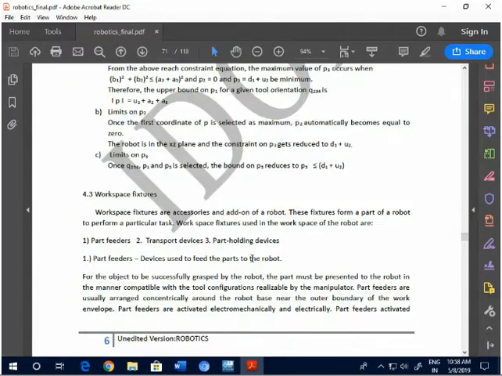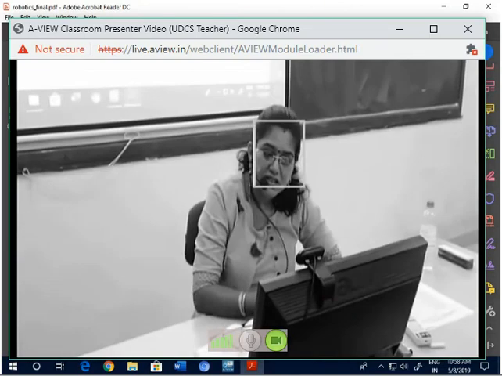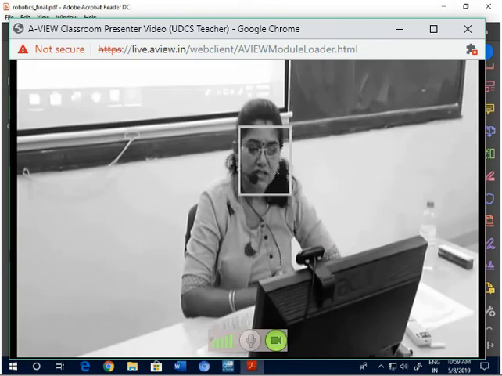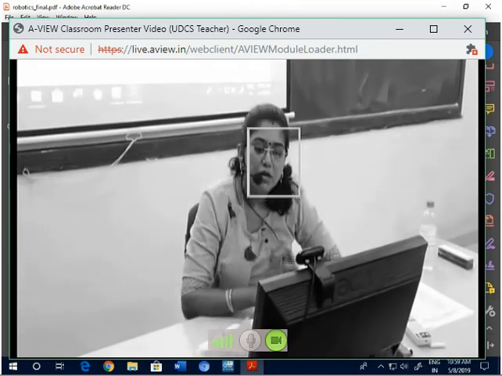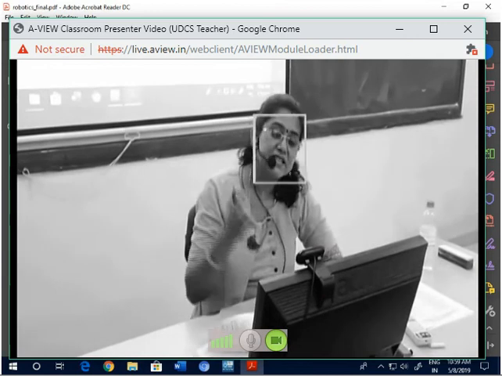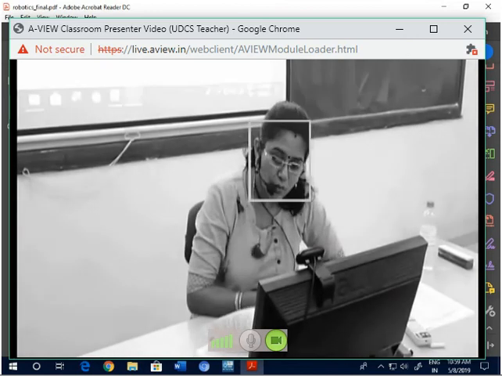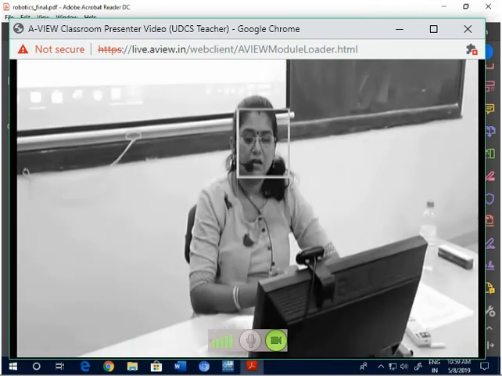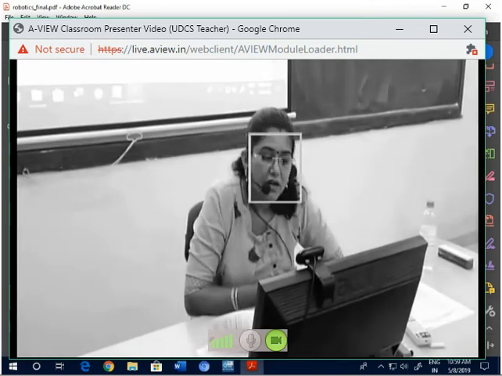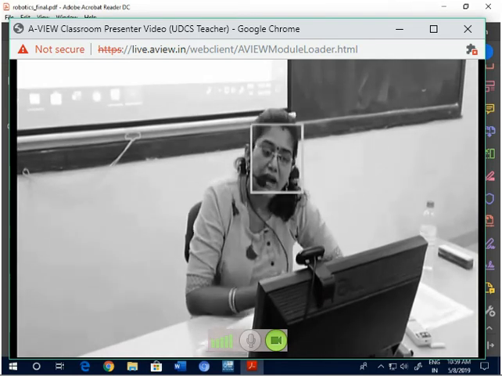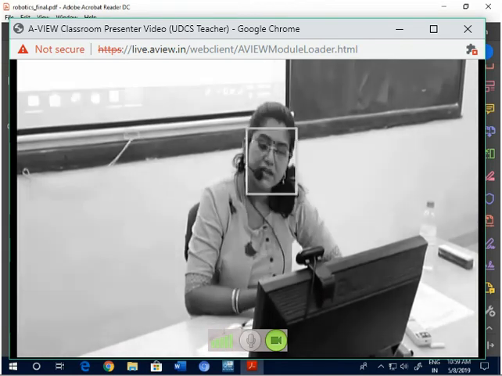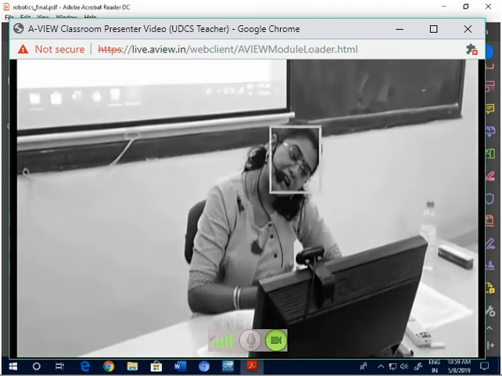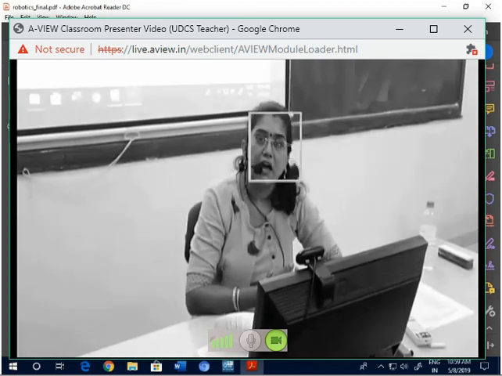So what is this part feeder? A part feeder is the device which is used to feed parts to the robot. For the object to be successfully grasped by the robot, the part must be presented to the robot in the manner suited to the tool configuration realized by the manipulator. The part feeders are usually concentrically arranged around the base of the robot near the outer boundary of the work envelope. Part feeders are activated electromechanically and electrically.